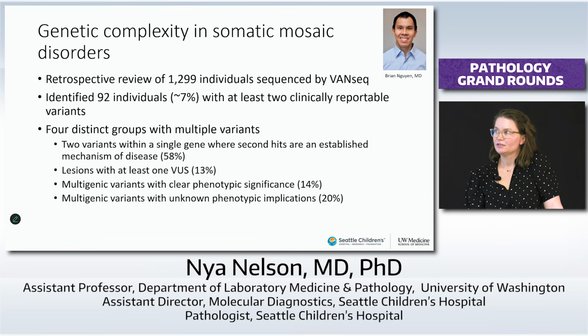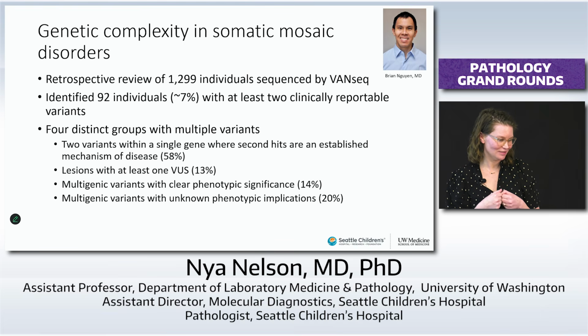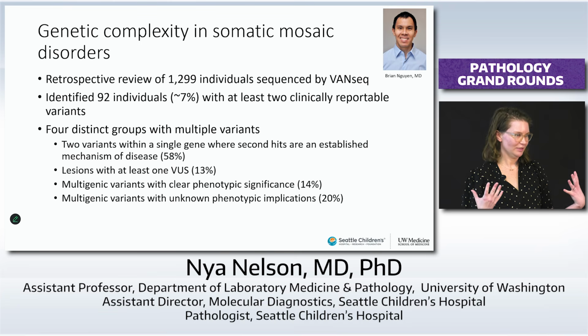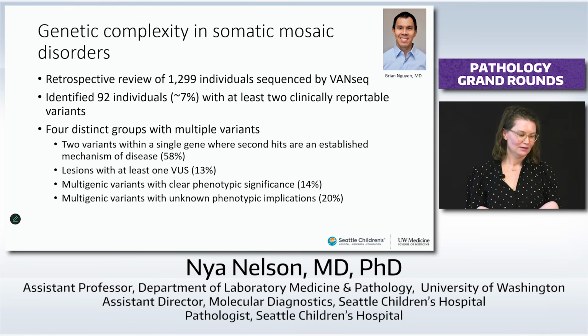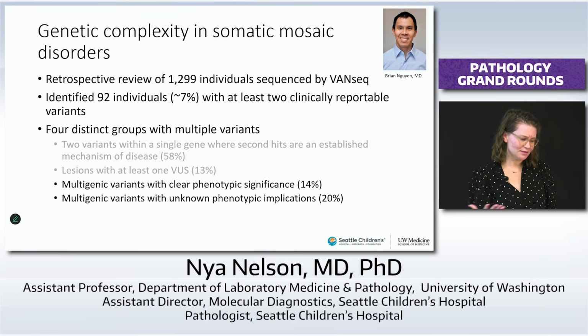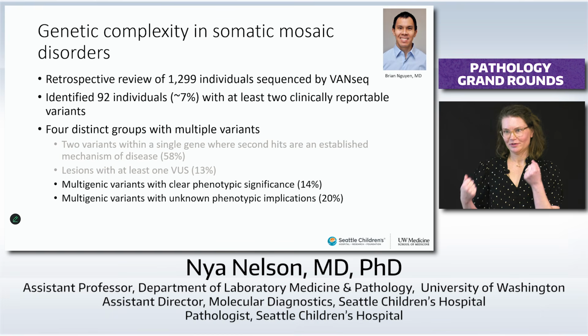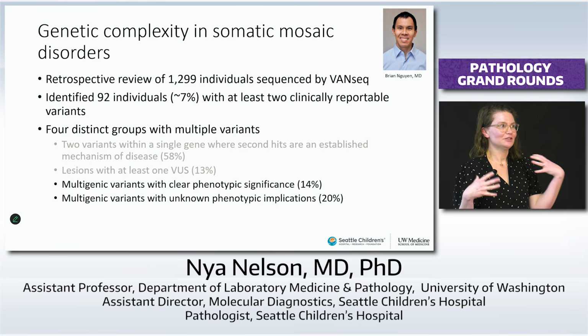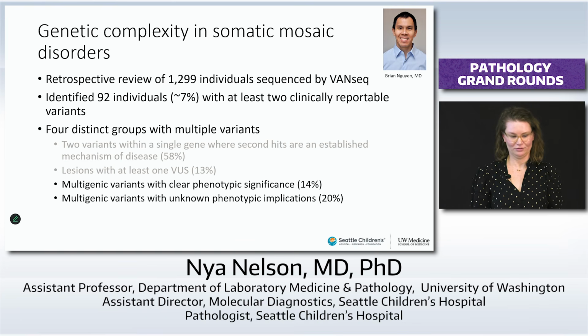Amongst those 92 patients, we identified 4 distinct groups or different patterns of genetic alterations. The first were individuals that had 2 variants in a single gene, where we know that 2 hits is an established mechanism of disease. The second were lesions that had at least 1 VUS. And the last 2 categories, which are the ones I find most interesting and we'll talk about today, were individuals that had multigenic variants, where we know from the literature what the implication of that is. And then a pretty substantial group of individuals that had multigenic variants where we really don't know what that means for their phenotype and patient outcome.